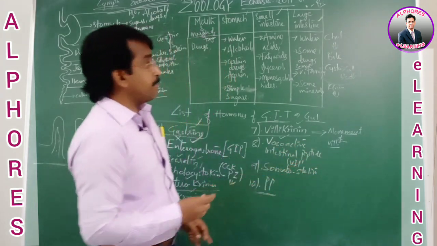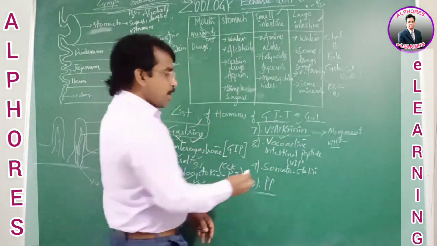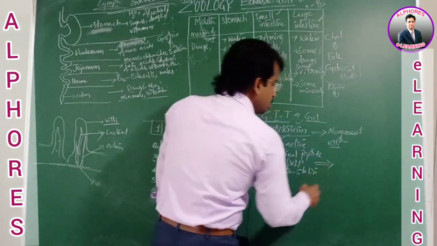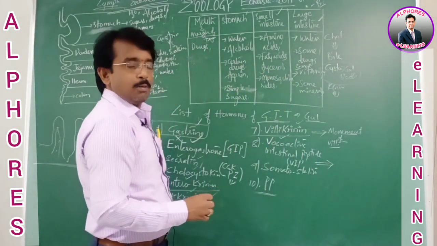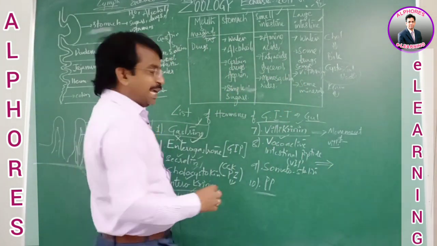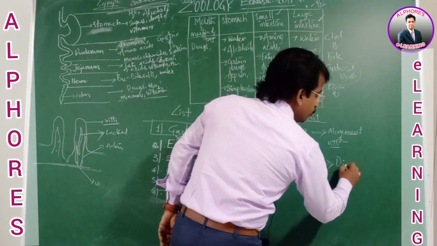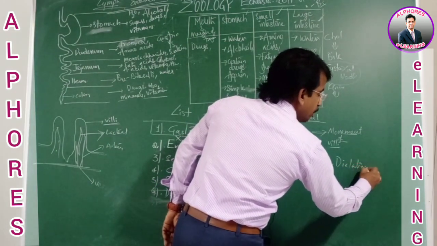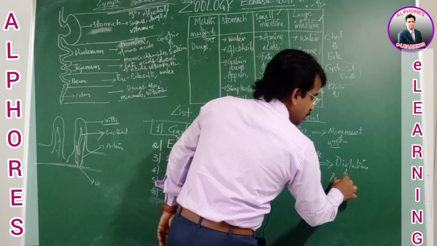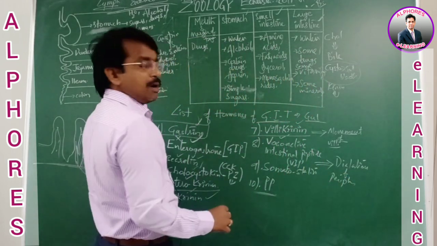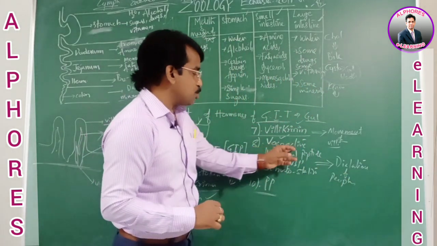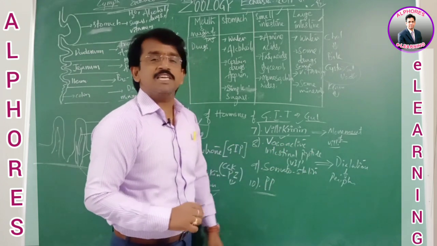Vasoactive intestinal peptide. What is vasoactive intestinal peptide? Vaso means blood vessel, the dilation of the peripheral blood vessels. Dilation of the peripheral blood vessels is done by means of vasoactive intestinal peptide, VIP.